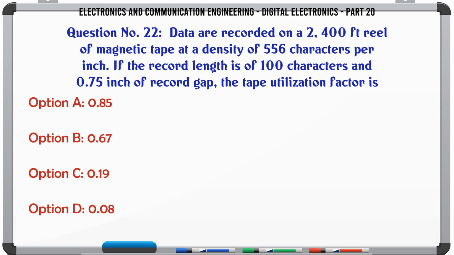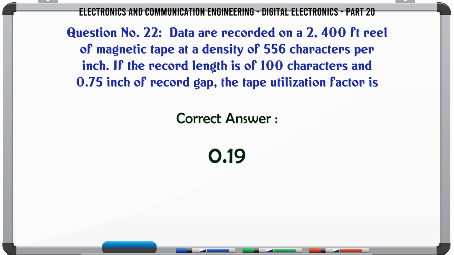Data are recorded on a 400 feet reel of magnetic tape at a density of 556 characters per inch. If the record length is of 100 characters and 0.75 inch of record gap, the tape utilization factor is A 0.85, B 0.67, C 0.19, D 0.08. The correct answer is 0.19.